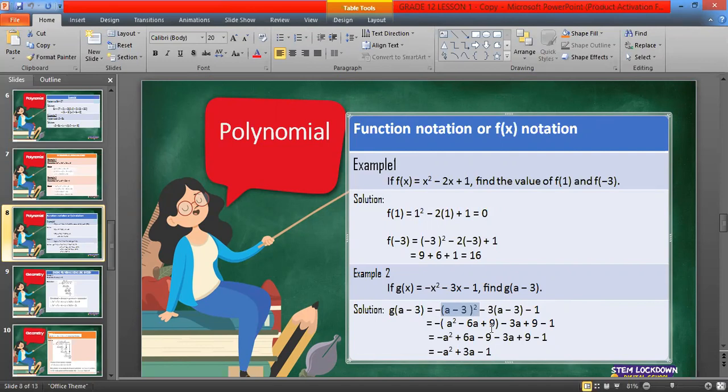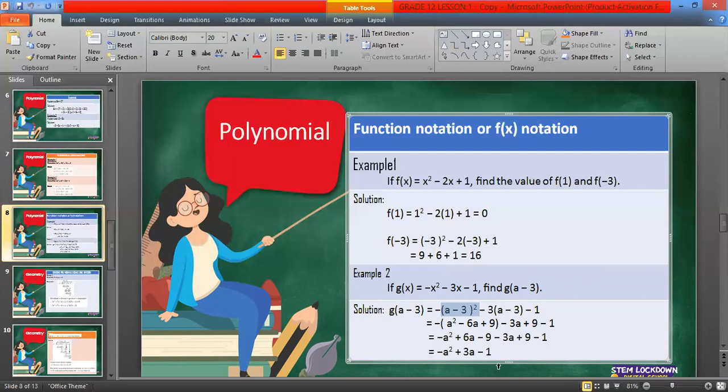I'm sure you know how we come about that: a squared minus 6a plus 9. Then this minus 3, open up this other bracket: minus 3 times a is negative 3a, negative 3 times negative 3 gives positive 9, then minus 1. Then this minus distributes into the whole bracket, and that gives you negative a squared, then positive 6a, then negative 9, then negative 3a plus 9, negative 1.